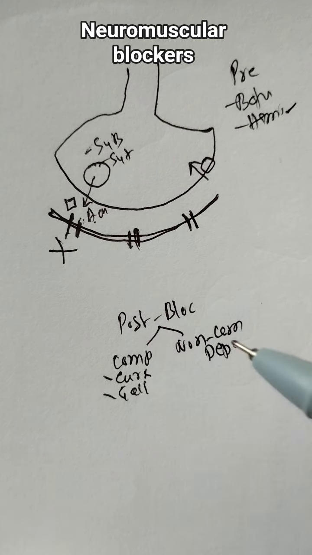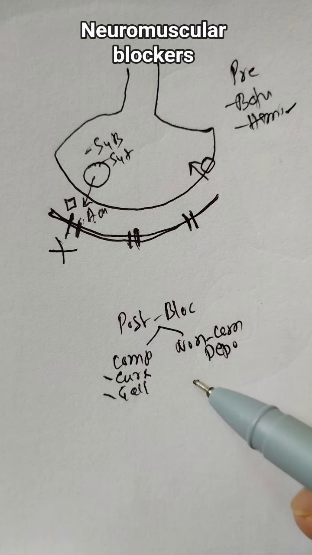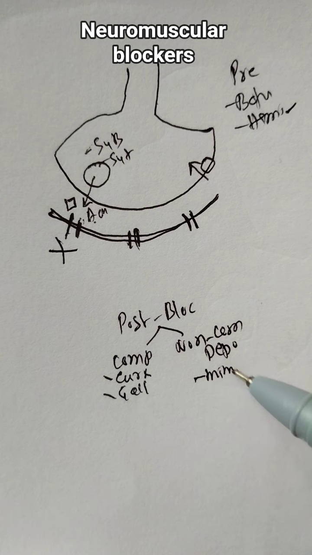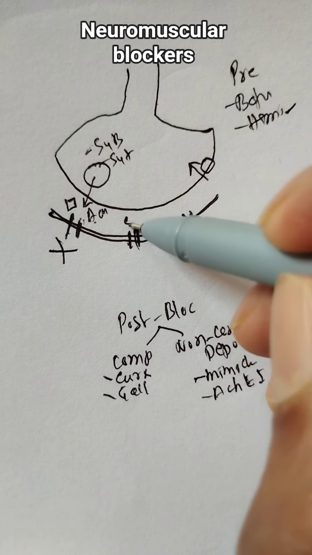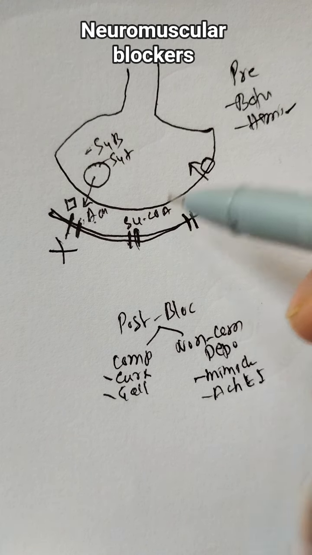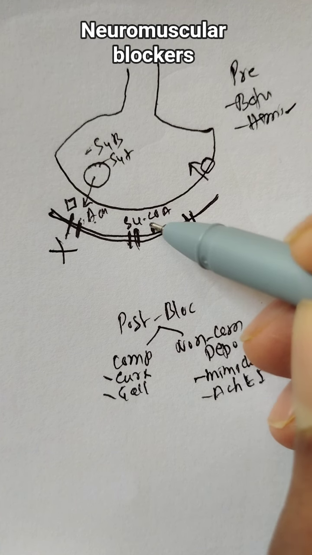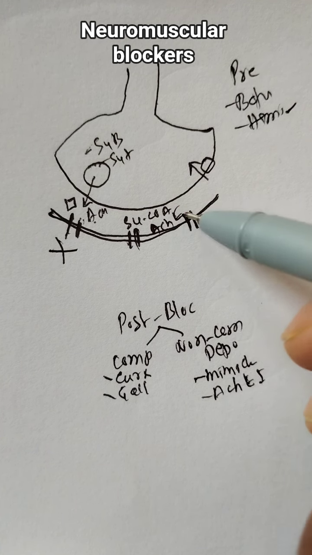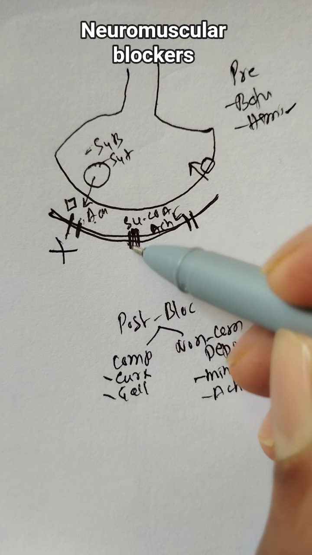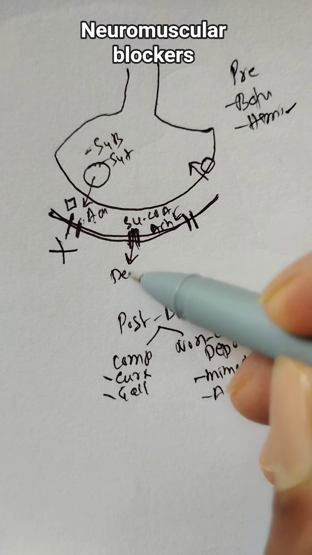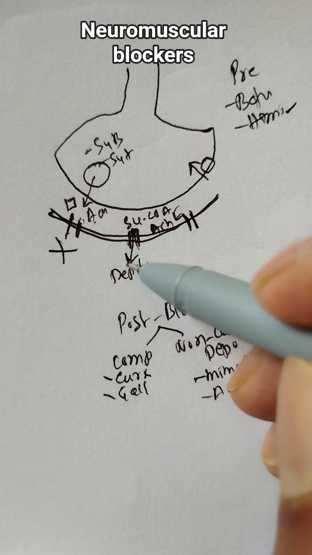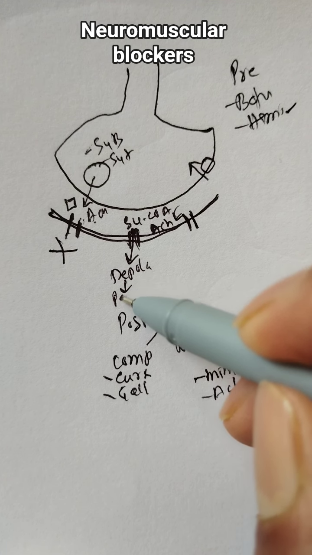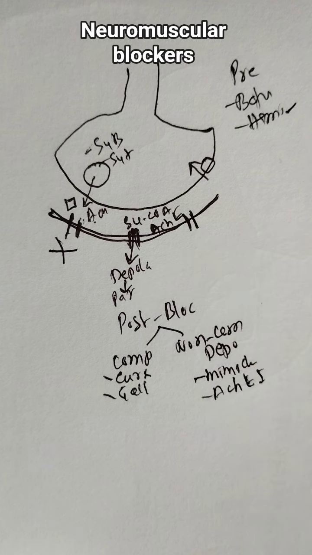neuromuscular junction. Whereas non-competitive or depolarizing blockers can be acetylcholine mimicking drugs, and they can be acetylcholinesterase inhibitors. Some substances like succinylcholine are resistant to the action of acetylcholinesterases. So they continuously lead to depolarization and paralysis of the muscles, and thus they act as neuromuscular blockers.